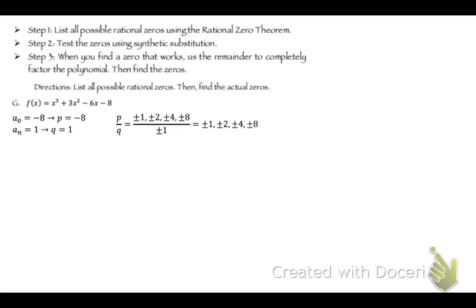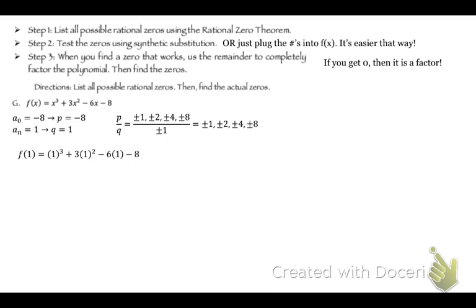Now we have to test these and see when they work. An easier way to do this is to just plug it in. If you get 0, then it is a factor. If you don't get 0, then it's not a factor. So let's start by plugging 1 in. So we plug 1 in for the x, and you get negative 10. So that one doesn't work.